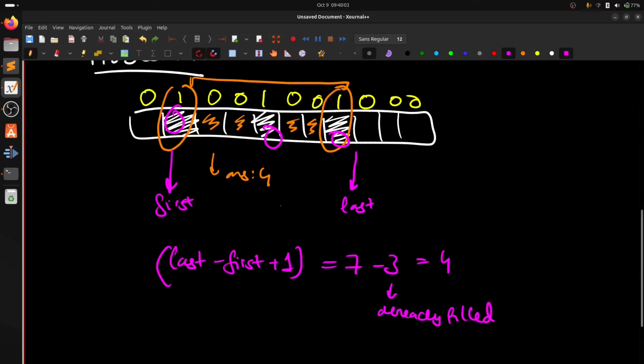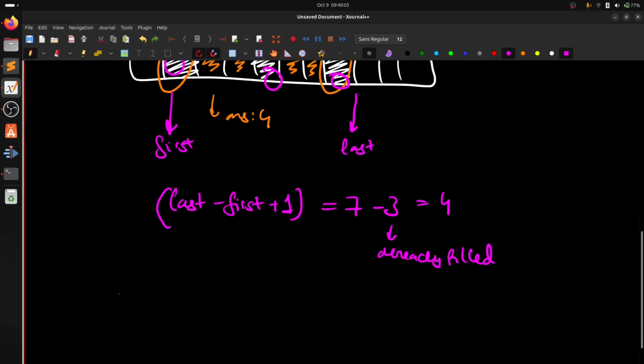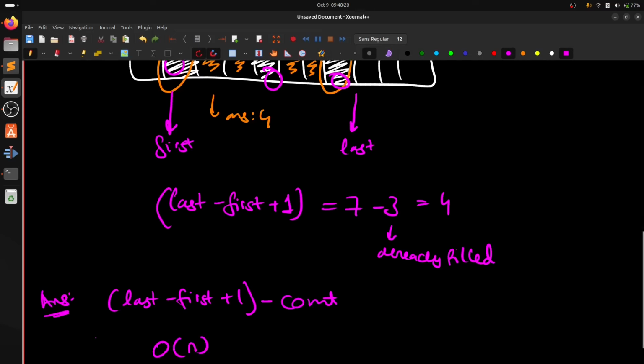So that's all for this question. We need to find last occurrence of 1 minus first occurrence of 1 plus 1, subtract the total occurrences of 1, so count of 1. Okay, so this is our answer. Time complexity, we only need to go through the array once, so time complexity will be big O of n. Memory complexity will also be big O of n. Fine. Let's have a look at the code for this.